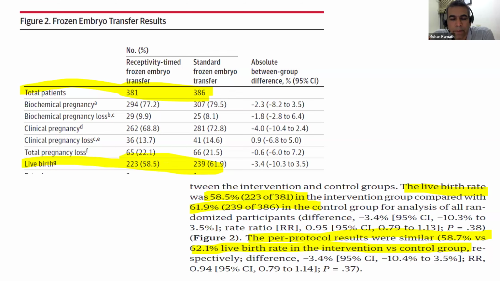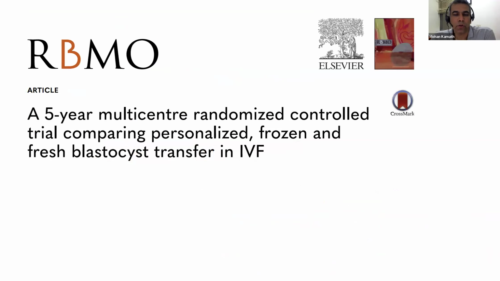58.7 versus 62.1. Usually the per protocol analysis in positive outcomes will be higher than intention to treat because the denominator usually shrinks many times. So that's why you have higher pregnancy rates, live birth rates you can see here. So this is very important. And why it is so important, I will show you.